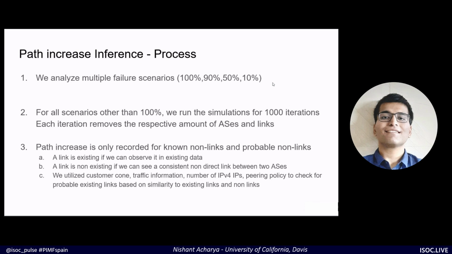Some definitions here. A link is existing if we can observe it in existing data, being traceroutes. A link is non-existing if we can see a consistent non-direct link between two ASes. A non-direct link here is a non-target IXP-based link. In this case, we are mainly looking for transit ASes. And to get the probable links, we utilize certain parameters like the customer cone, traffic information, number of IPv4 IPs, and peering policy. We essentially compare the 1,048 links that we initially found, and then we compare other ASes with these ASes and see if we can get a probability of how likely a link will exist or a non-link will exist.